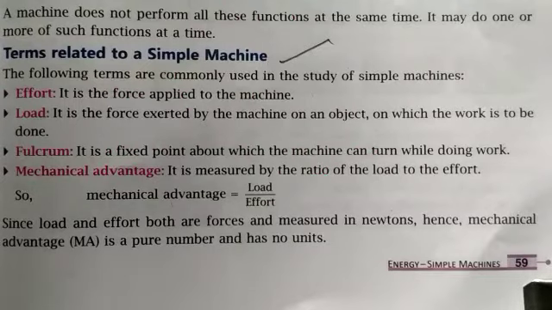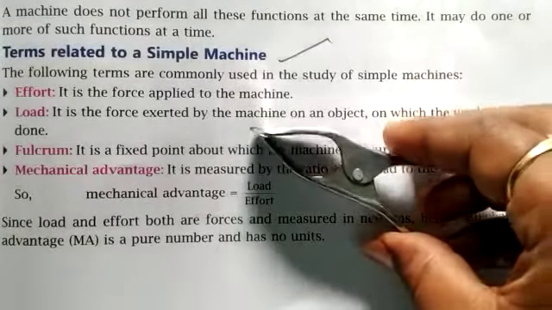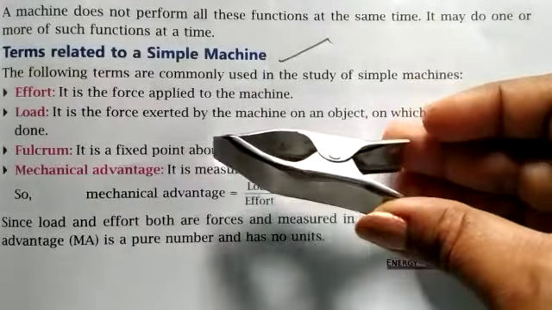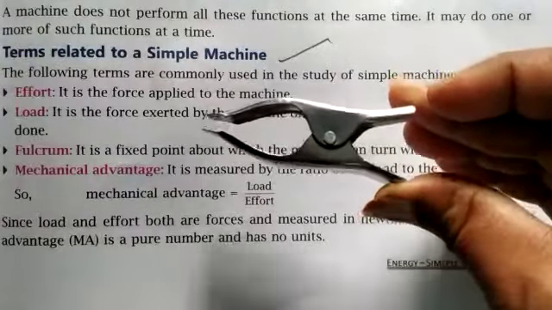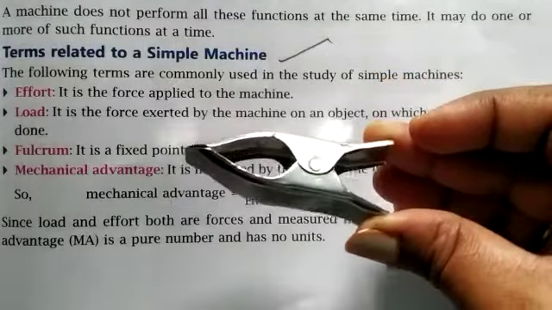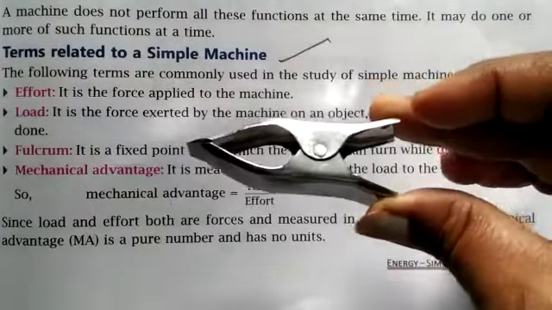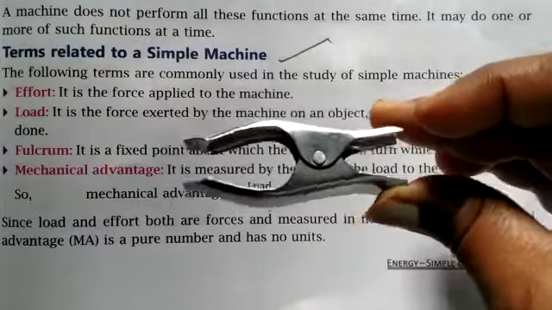The next topic is terms related to a simple machine. Here we have the terms effort, load, fulcrum, and mechanical advantage. So what do we know about effort? It is the force applied to the machine. For example, if I take a paper clip, or you can say a cloth clip, on this I am applying force to open it. So here I am applying force on this machine to open it. This is effort.